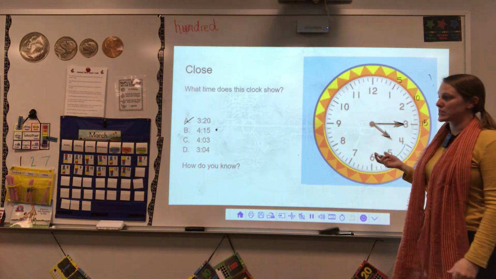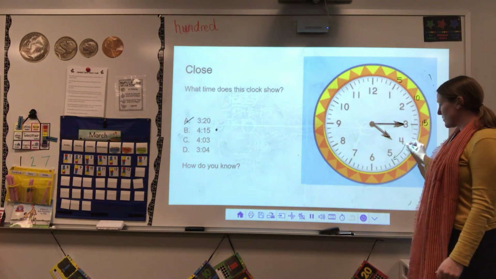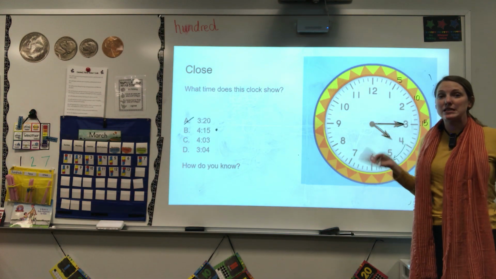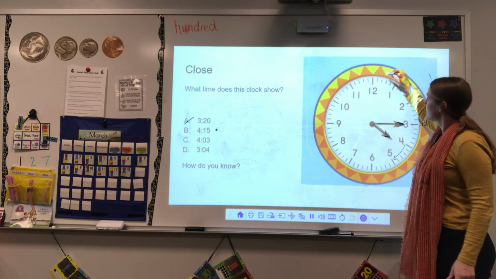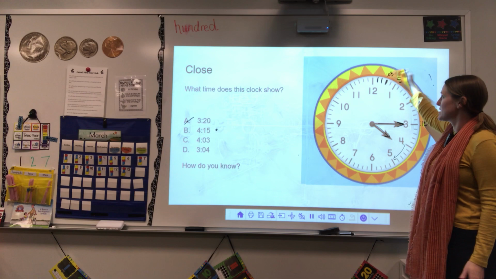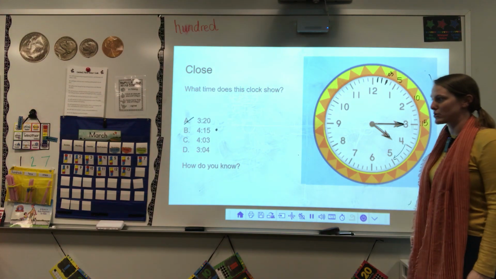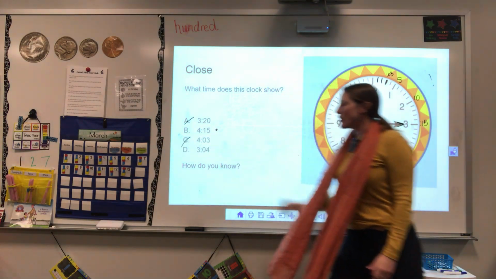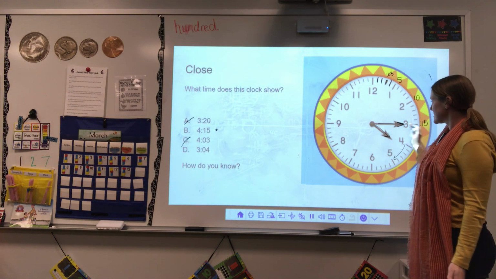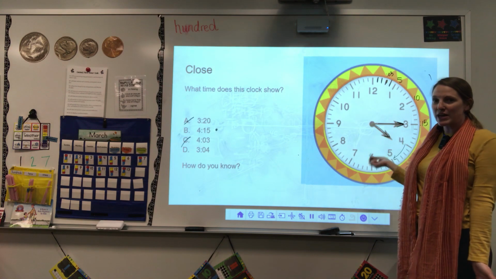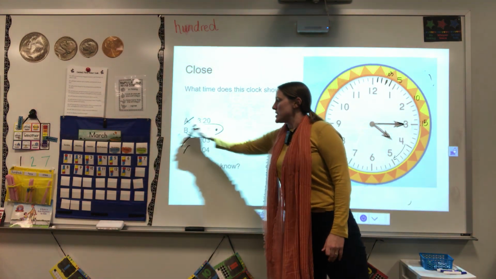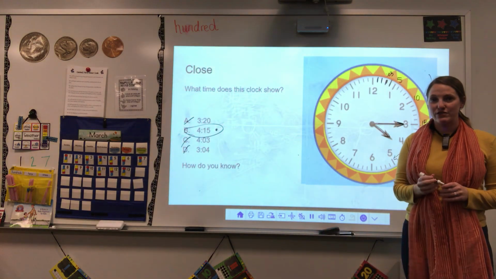If we look at our next choice, C, 4:03, the hour makes sense, but 03 only means that 3 minutes have passed in the entire hour. That would look like this. 1, 2, 3. That's where 03 would be. So that one doesn't seem like a good choice for us. The same with 3:04. 04 would be right here for our minutes, and our minute hand is way down here. So I know even just looking at the minutes, D does not make sense. B, this clock shows 4:15.